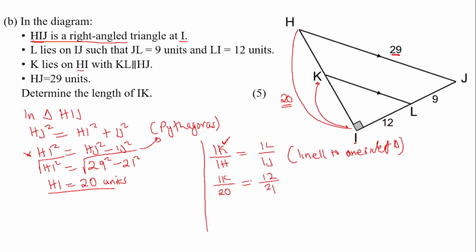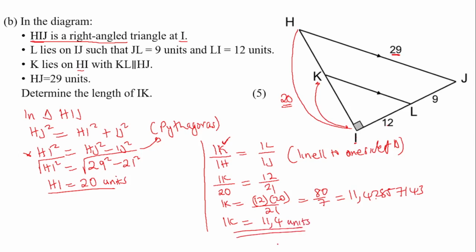And then we can cross multiply here or multiply both sides by 20. So IK is equal to 12 times 20 divided by 21, which is equal to 80 over 7, which is 11,42857143. So to one decimal place, this will be 11,4 units. To two decimal places, it will be 11,43. Okay, right, so one decimal place is 11,4 units. Done.